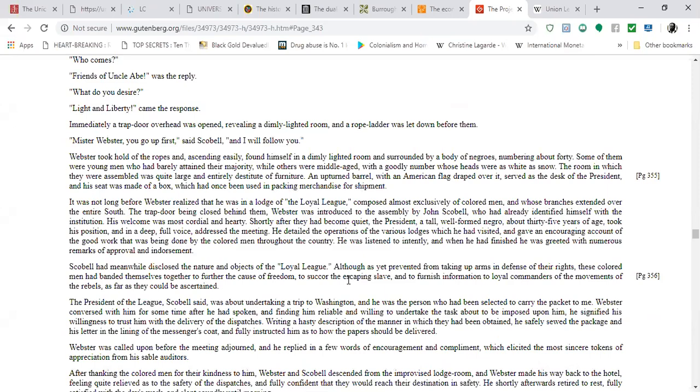So remember, this is a league, a Masonic league that extended over the entire South, connecting with the Underground Railroad, which is not really discussed that much.